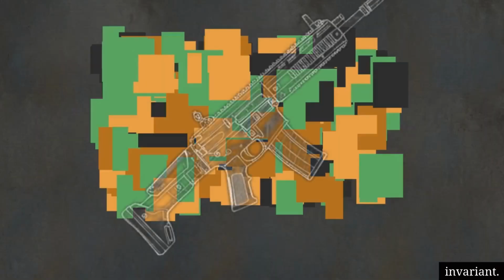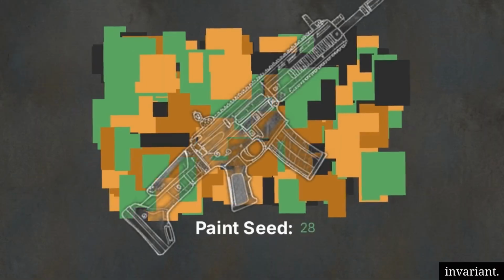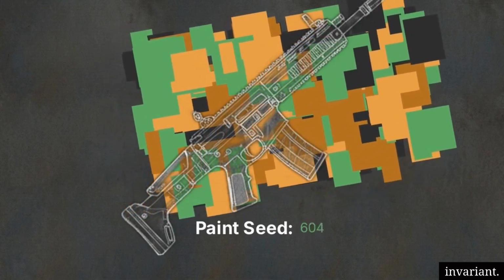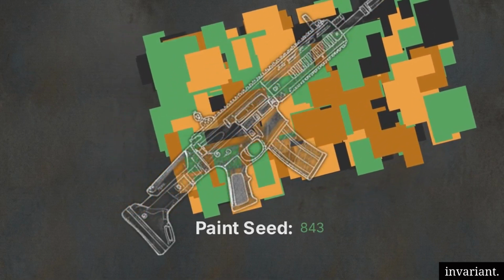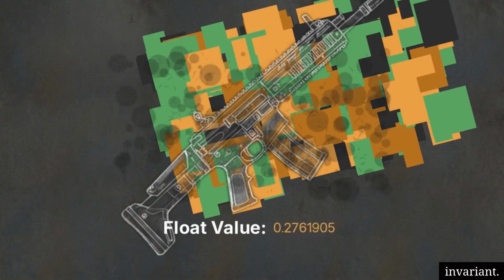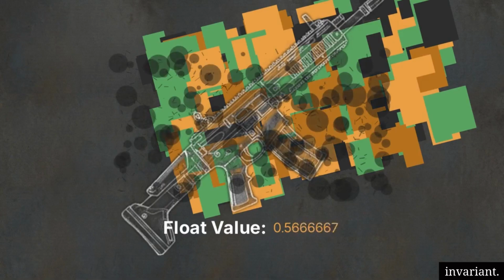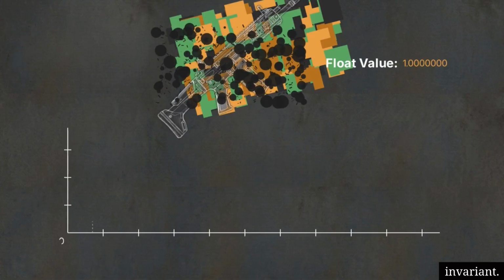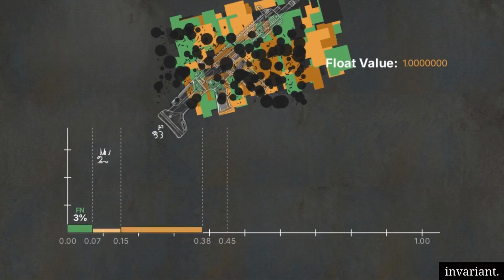The first critical variable is the paint seed. It is an integer from 0 to 1,000 that dictates the X and Y offset, as well as the rotation of the weapon's texture map. Next is the float value. This is an IEEE 754 32-bit float ranging from 0.0 to 1.0, and it strictly dictates the item's visual degradation. The server-side random number generator places that float into predefined wear brackets.